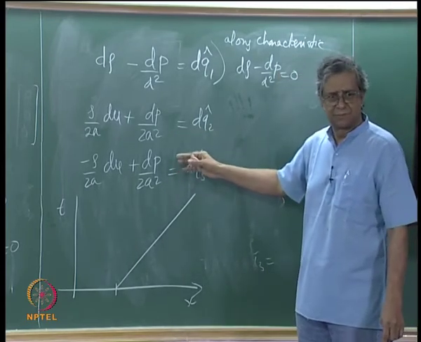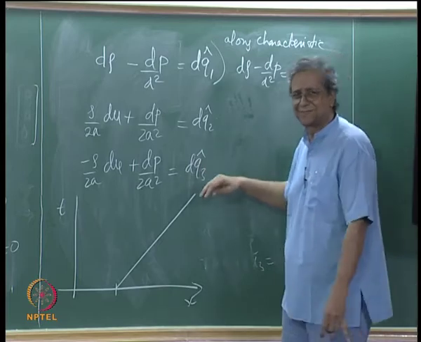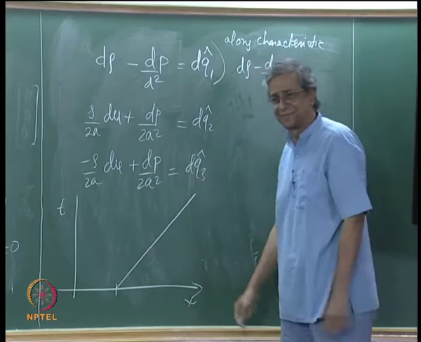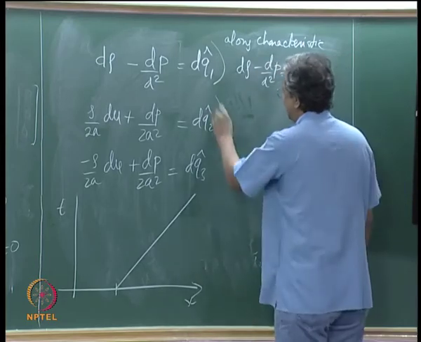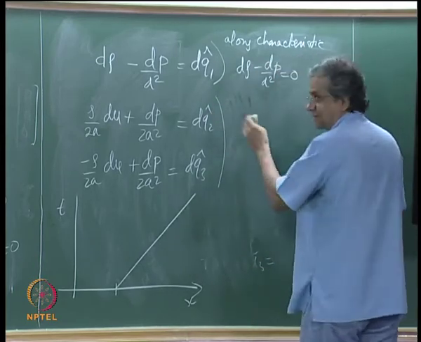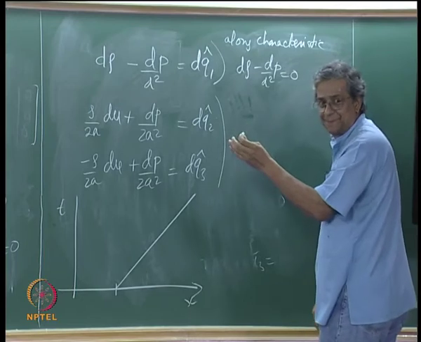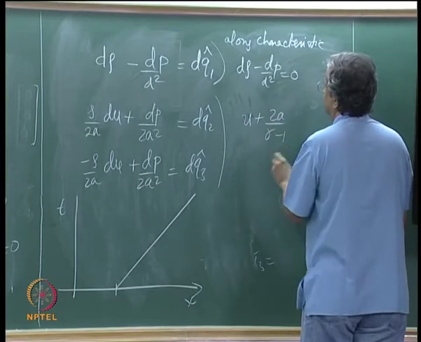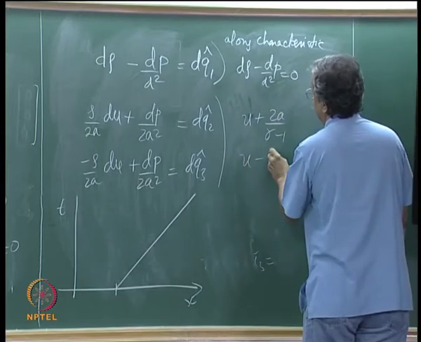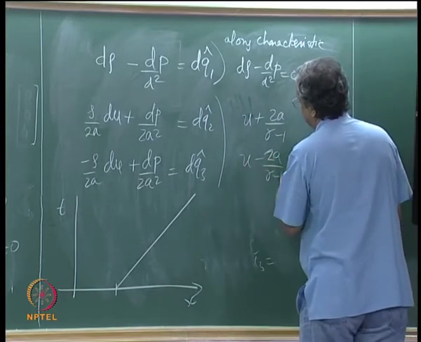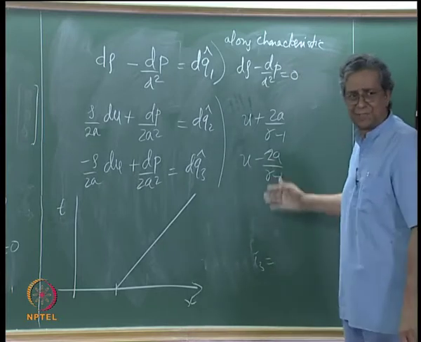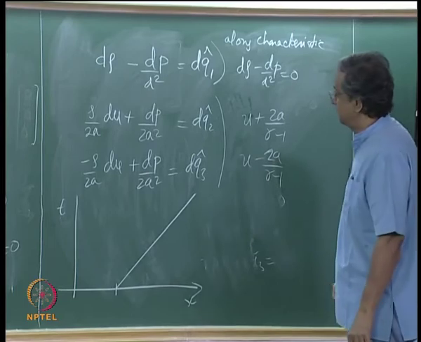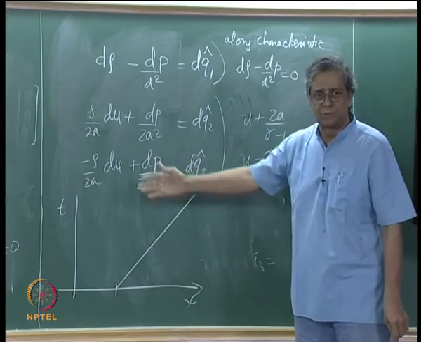Now, integration of this. I do not know whether you have seen all of this in gas dynamics. You have done this in gas dynamics. That is fine. So you can assume the flow is homentropic, and then there are ways by which you can integrate this. Maybe I will just write the typical characteristics that you get: u plus 2a by gamma minus 1 and u minus 2a by gamma minus 1. I am just writing this from memory. You can go back and check. You may have seen this in your gas dynamics class.